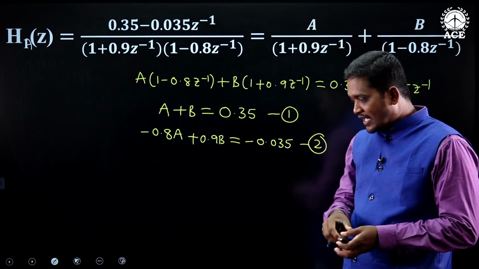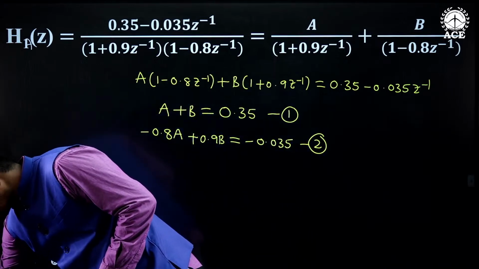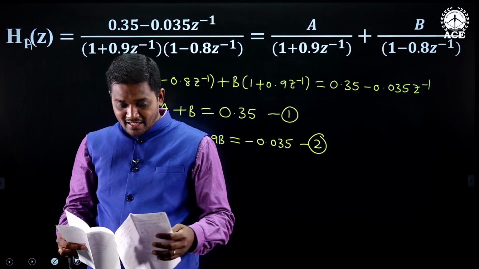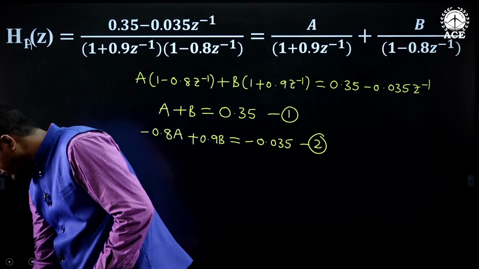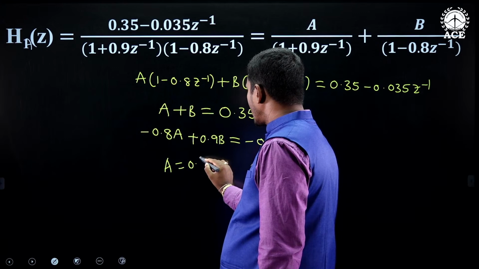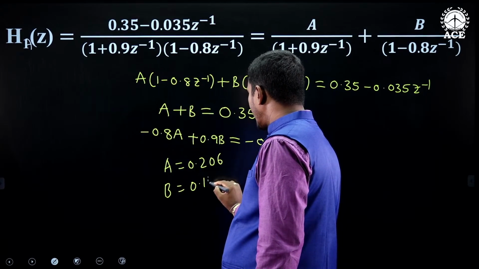So, what are the A and B values? If you use the calculator, then you will get the A value as 0.206 and B value as 0.144.